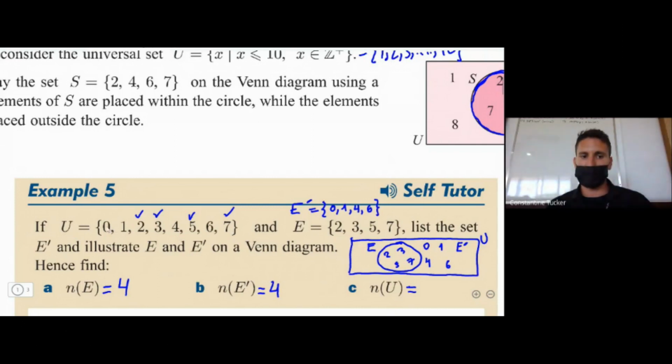So keep that in mind, you've got an extra 0 there. Count the 0 as well. So you've got 8 numbers there. So n of U is all the numbers we have been given in this question. So it's actually equal to 8 because there's 8 numbers in U. And that is the way the cookie crumbles.